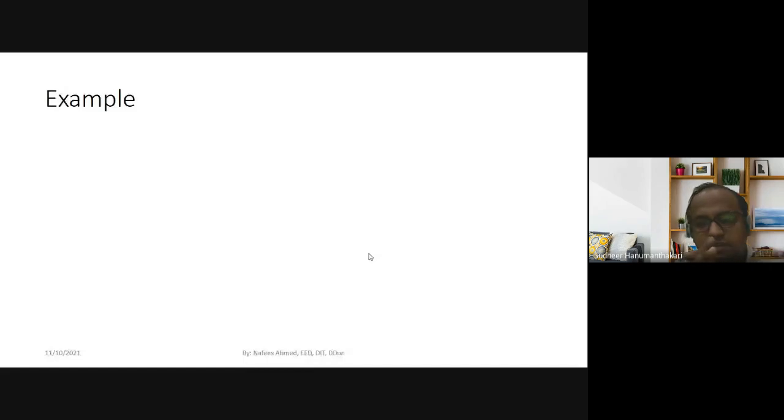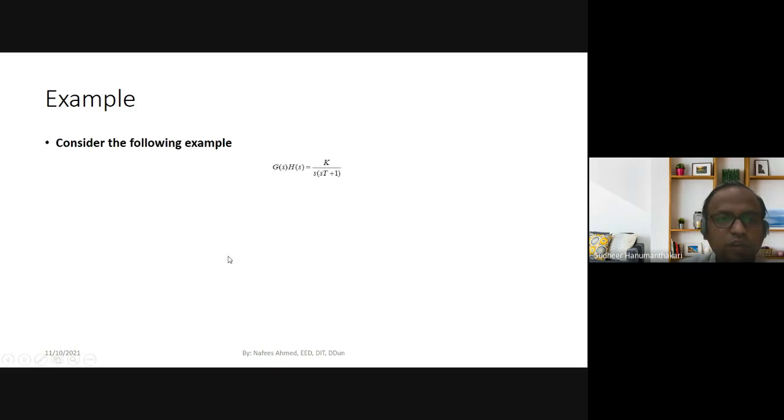I'll show an example. This is for just analysis. So how to draw it, I'll explain in my own steps. You can take one simple transfer function, G of s into H of s is K by s into (1 plus sT).